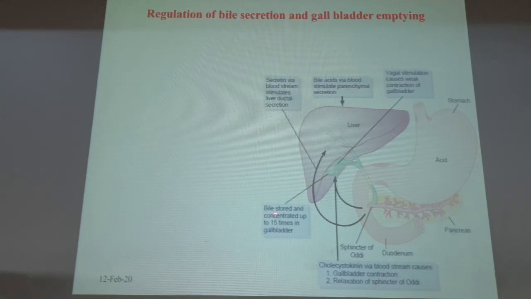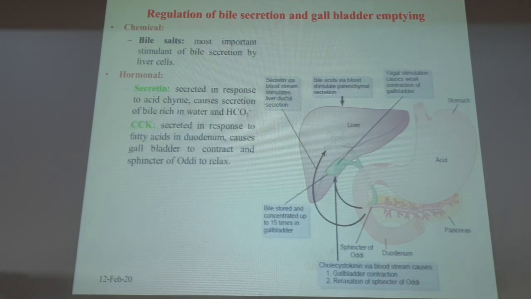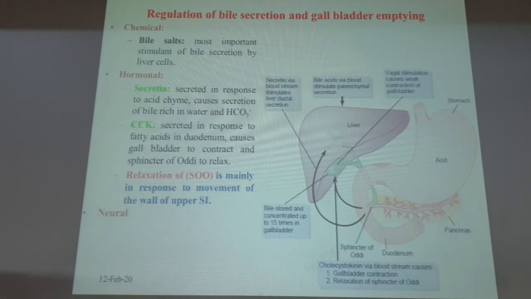It's better to know that bile is stored and consumed up to 15 times in the gallbladder. The chemical control is through the presence of bile salt, which is the most important stimulus for bile secretion. Hormonal stimulation is through secretin and cholecystokinin. Secretin will stimulate the ductal cells. Cholecystokinin enhances contraction of the gallbladder with relaxation of the sphincter of Oddi. And we have neural stimulation, of course, through the vagus nerve, which also has a slight effect on the contraction of the gallbladder.